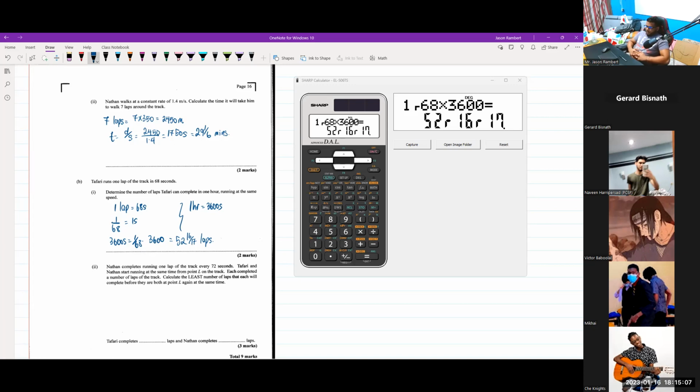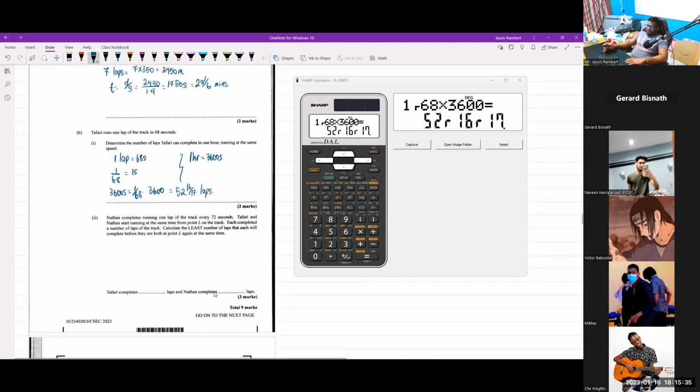All right, so back to part 2. 72 seconds. Each completed a number of laps on the track, right? Calculate the least number of laps that each will complete before they are both at L again at the same time. Let me start some calculations here. So Nathan completes one lap every 72 seconds, correct?